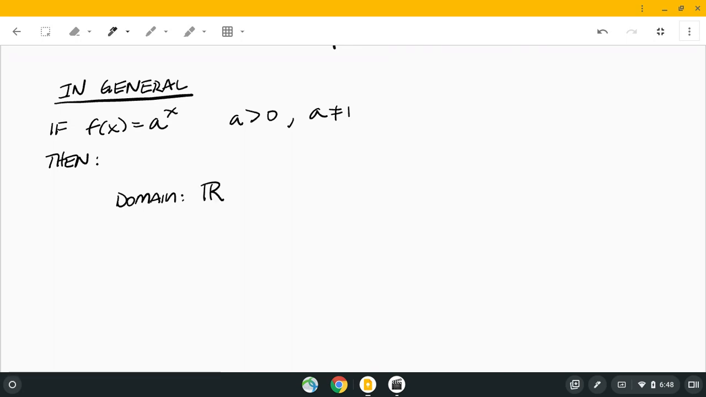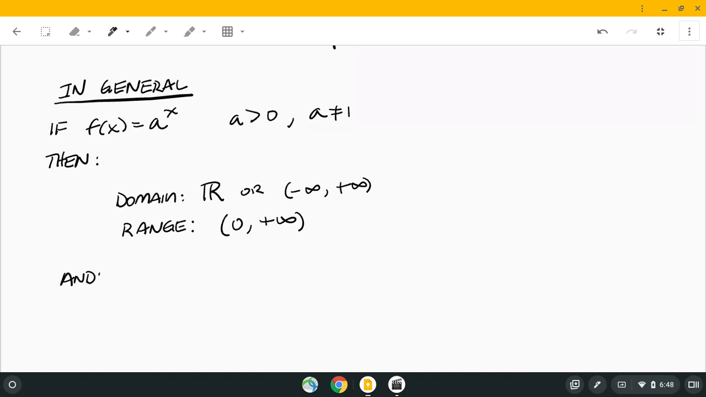Okay. If you want to use set interval notation, negative infinity to positive infinity, and the range, those are our y values. We see that we're not going to be 0. We're going to be everything greater than 0. So not a bracket, but parentheses, 0 to infinity.